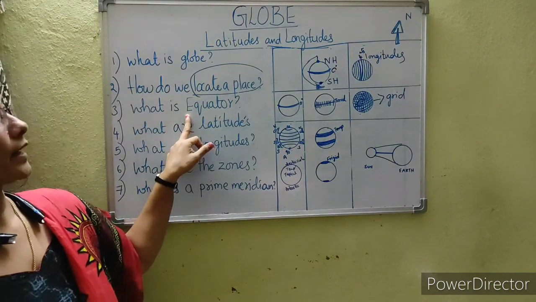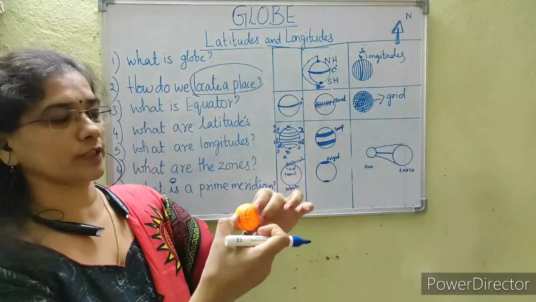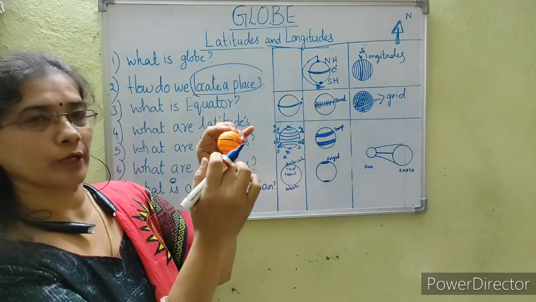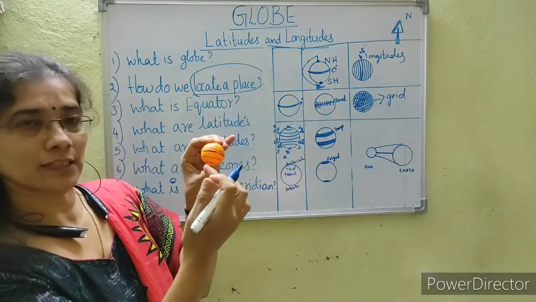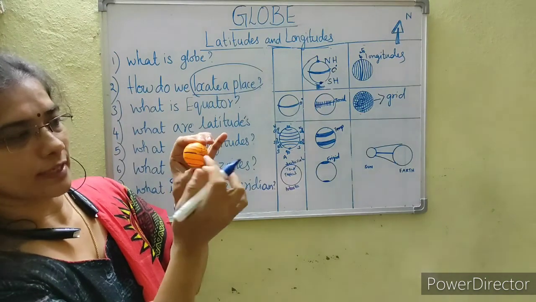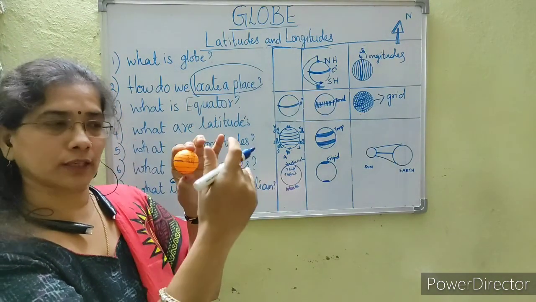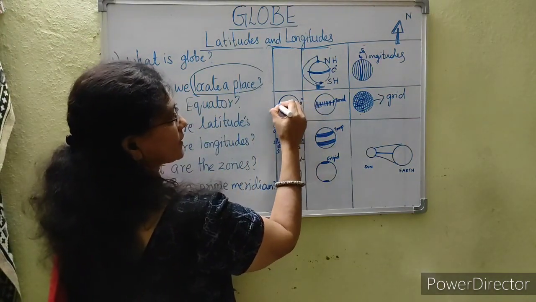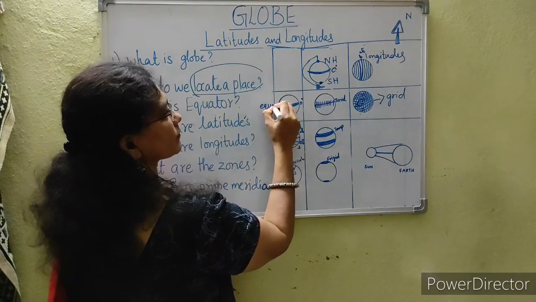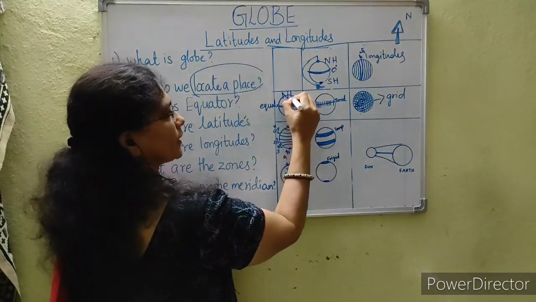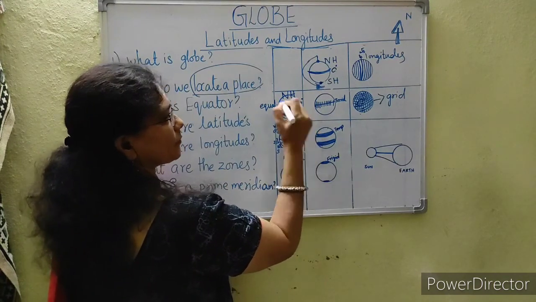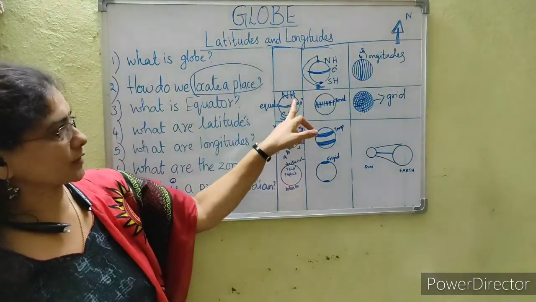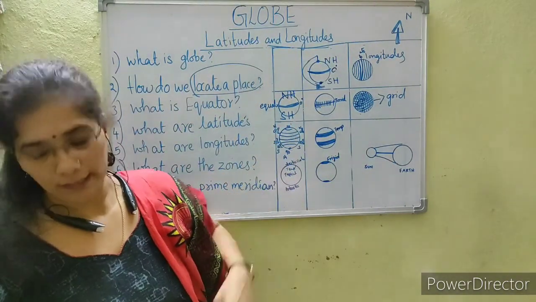Why the name has come as equator is, if you see this line, it is exactly dividing the globe into two parts, that is the north part and the south part. So it is exactly dividing the earth or globe into two halves. So that is why it is called the equator. So this is the northern hemisphere, this is the southern hemisphere. I have pointed it as north, so this side is the north part. So this is the northern hemisphere and this is the southern hemisphere.